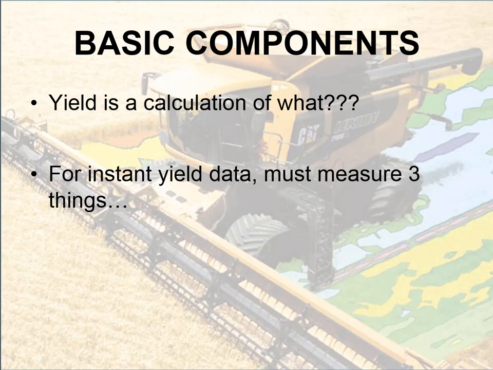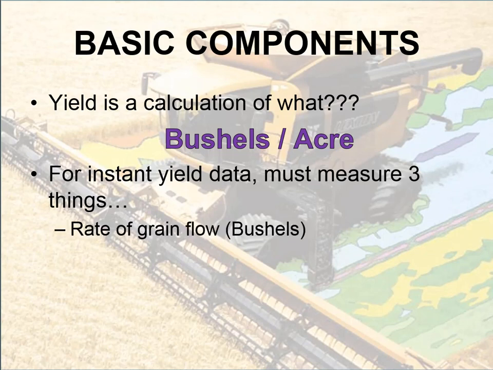So, the basic components of a yield monitoring system, and we'll begin with this. Yield is a calculation of what? You talk to a farmer and ask, what were your yields this year? They're going to tell you, my corn yield was 180 bushels per acre, or 220 bushels per acre. So it's always a calculation of how many bushels we have for a given area. For instant yield data, we have to measure three things to get that calculation of bushels per acre. The first thing is the bushels. We have to record or monitor how much grain is coming through the combine at a given time.